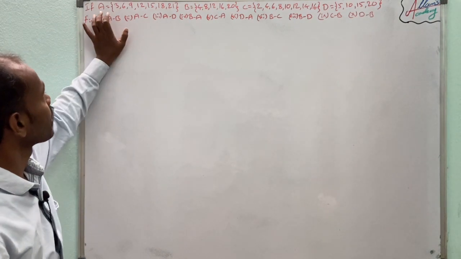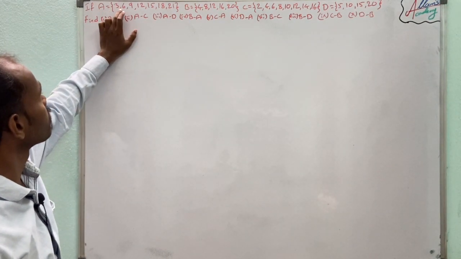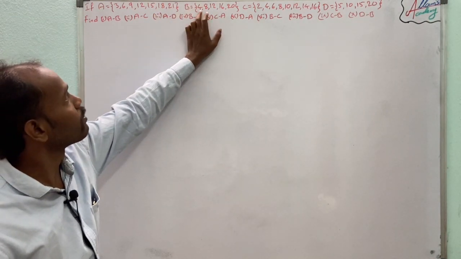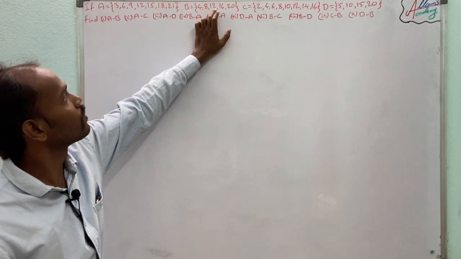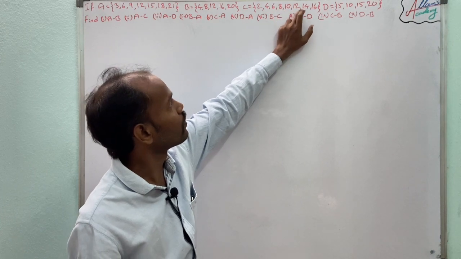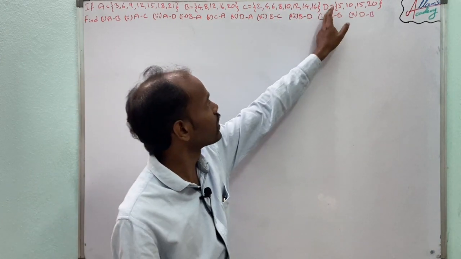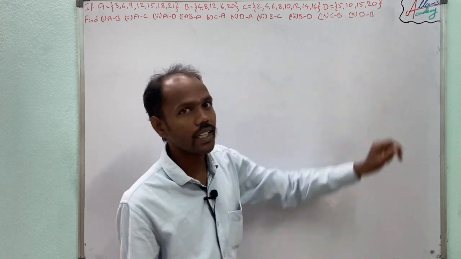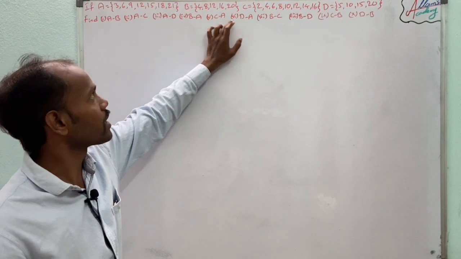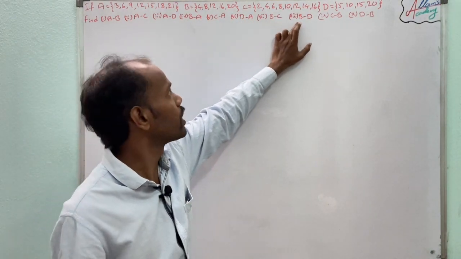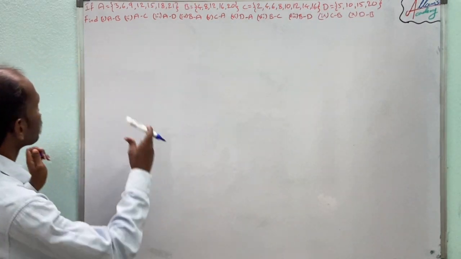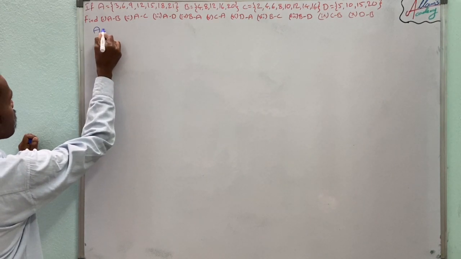Now here we see another problem. If the set A equals the elements 3, 6, 9, 12, 15, 18, 21, and the set B with the elements 4, 8, 12, 16, 20, and C with the elements 2, 4, 6, 8, 10, 12, 14, 16, and D set with the elements 5, 10, 15, 20, then find A minus B, A minus C, A minus D, B minus A, C minus A, D minus A, B minus C, B minus D, C minus B and D minus B. Now we find them.